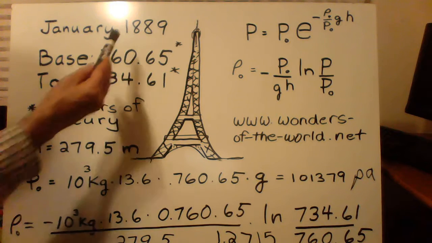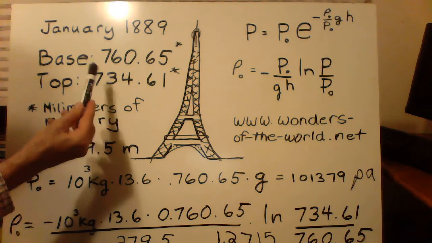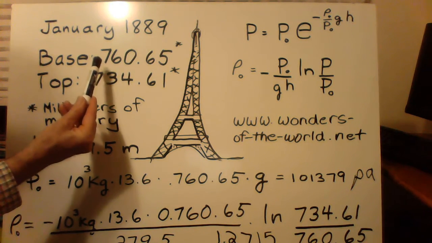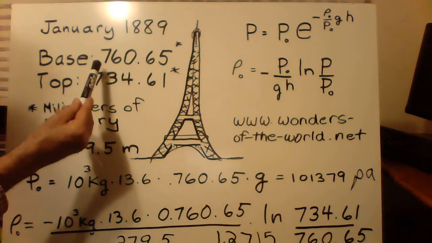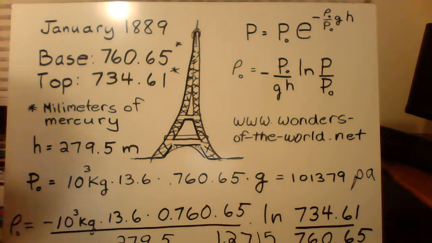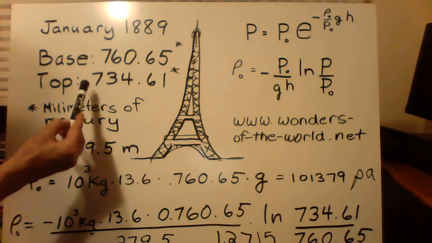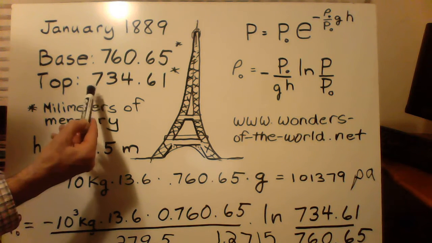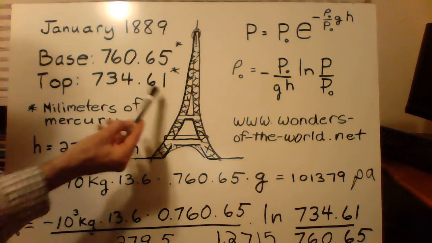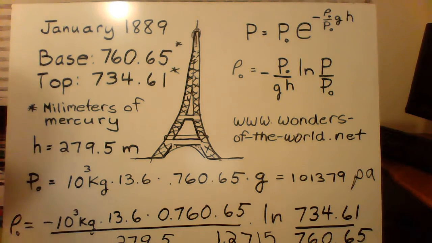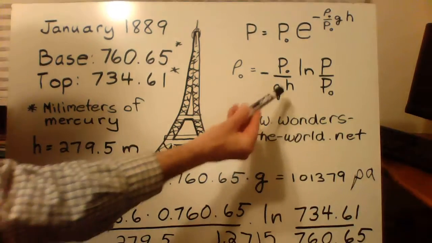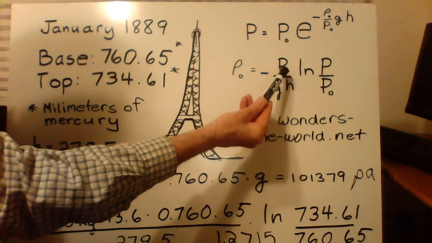And for the month of January 1889, the average base pressure, P sub 0 in our case, was 760.65 millimeters of mercury. And at the top, the average pressure for that month was 734.61. So that is exactly what we were looking for in order to actually derive the density. We want to use this formula. We're going to put P sub 0, that's 760.65.